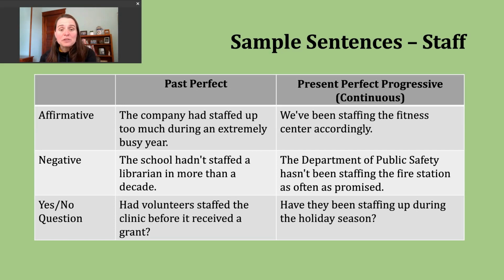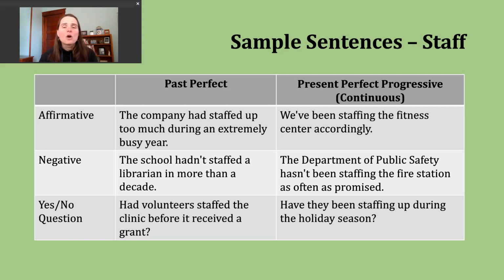Now, if you want to make a negative past perfect sentence, what you're going to do there is start with your subject, use had not, and then the participle form the verb. Here's another example. The school hadn't staffed a librarian in more than a decade. Okay. This is something that's happening to a lot of public schools. They just don't have all the funds they need to be able to hire and employ someone to manage the school library.